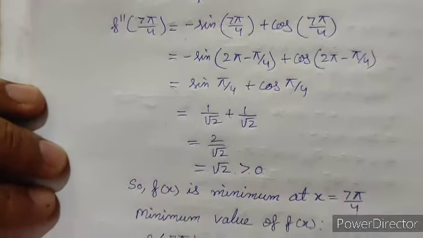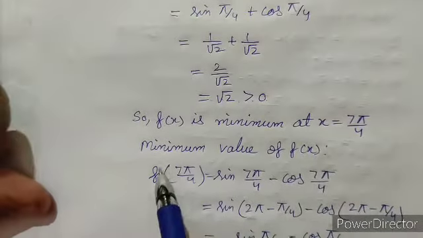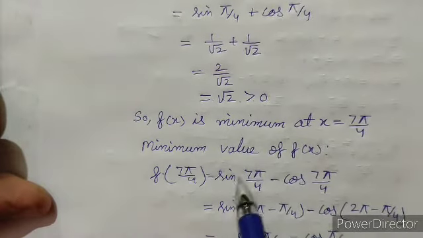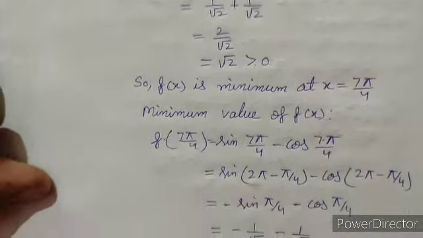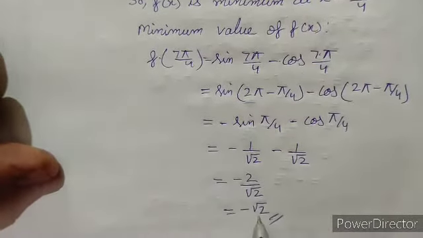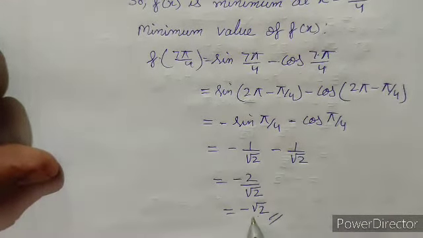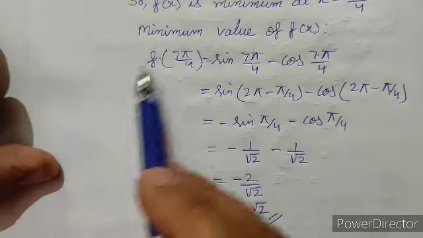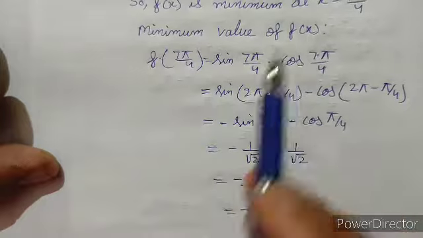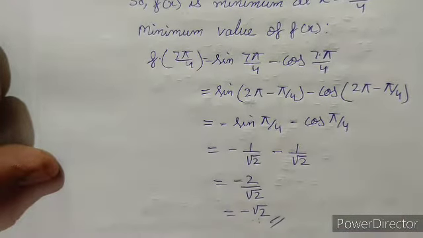So the minimum value of the function f(x) will be given by f(7π/4), and that will be sin 7π/4 minus cos 7π/4, which we are getting as minus root 2. So here the maximum value of the function is root 2, and the minimum value of the function f is minus root 2.